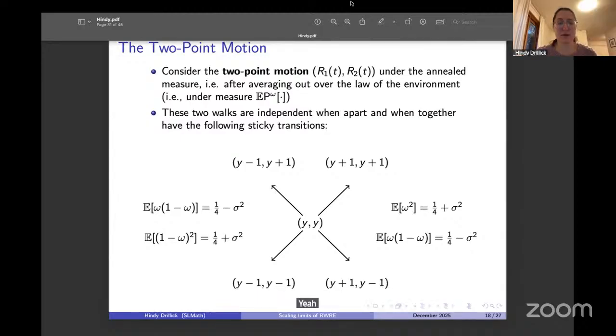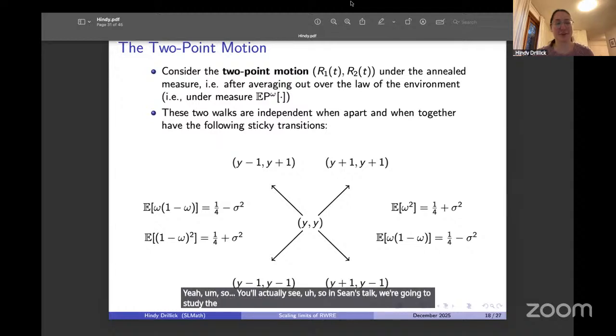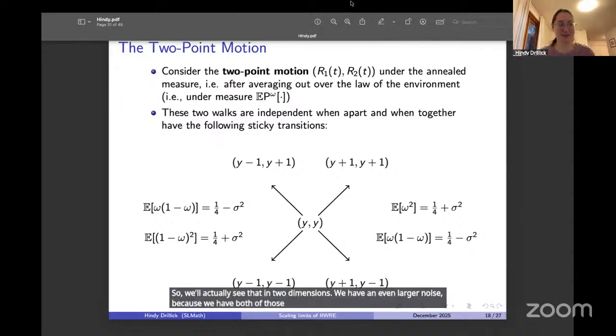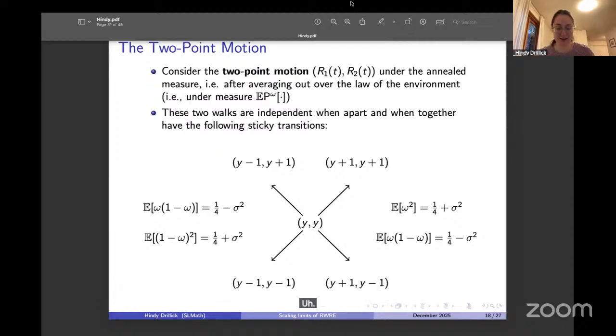Yeah. So we'll actually see in Shalin's talk, we're going to study the 2-dimensional version of our model. We'll see that in 2 dimensions, we have an even larger noise because we have both of those phenomena occurring simultaneously. I'm not sure exactly how much I can say.